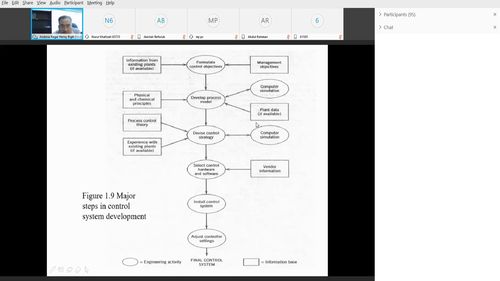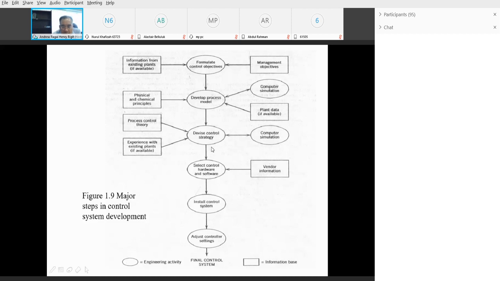Then come up with the process model, develop the process model. So here we use the understanding of the physical and chemical principles, followed with computer simulations and plant data if available. And from there we come up with the device control strategy, where for the control strategy we need to know what type of process control theory that you want to apply, be it proportional, integral, derivative, or the combination of these three.